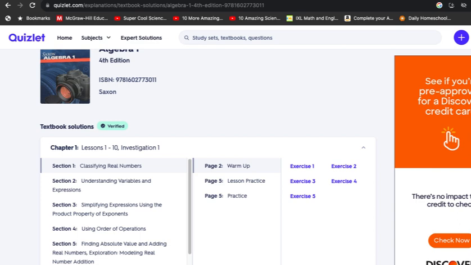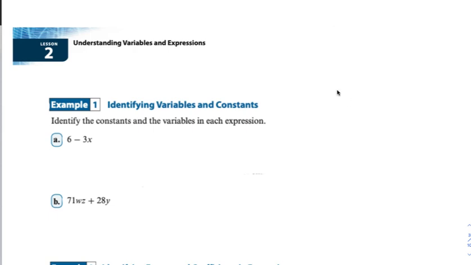All right, so let's get back to the other lessons. So here we are with lesson 2, and we're going to be understanding variables and expressions. So a couple things that we should probably know. A variable is just a letter, and sometimes another symbol, but just a letter that's used to represent a number. So if I were to give you something like this and say x plus 4 is equal to 7, if you think about it, you know that x has to equal 3.